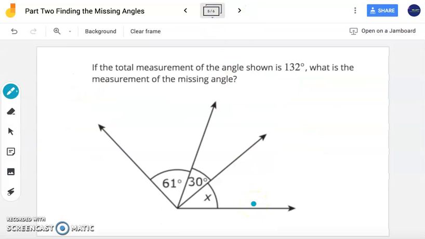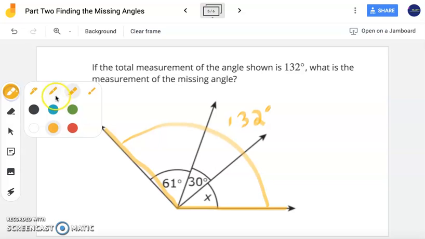Now in this problem here, it's a little unique. This problem has an angle that's created by three angles put together to form one angle. We are given that the total measurement of the angle shown is 132 degrees. That means this entire angle, the whole piece, is 132 degrees. So all three angles you see need to add up together to create 132 degrees. What is the measurement of the missing angle?